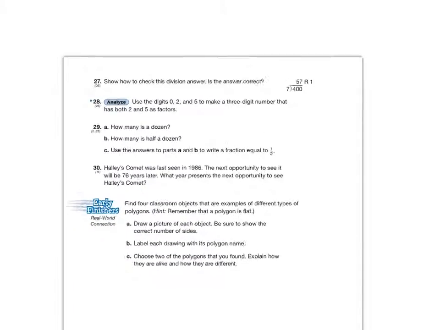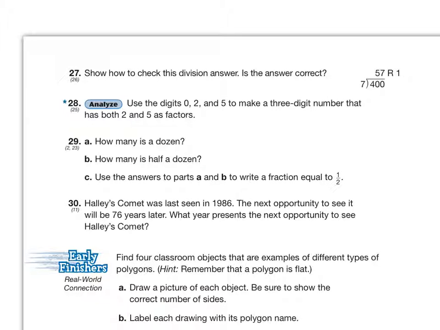28. Use the digits 0, 2, and 5 to make a 3-digit number that has both 2 and 5 as a factor. Oh, that's not too hard. There's a rule for 5. What does it have to end in? It has to end in 5 or 0. If it's divisible by 2, it has to end with an even number. So 0 is even and 2 is even. So there actually are probably 2 answers for this one. Have fun with that.